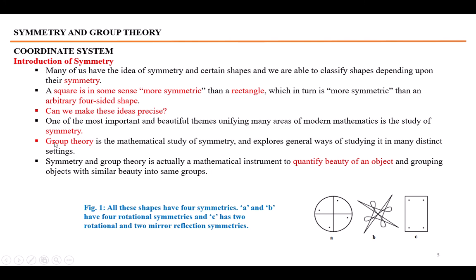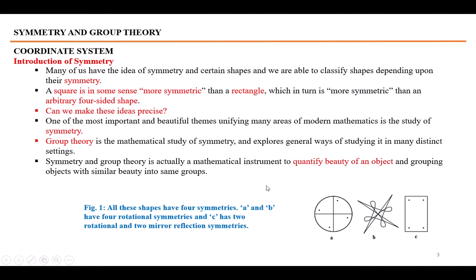In order to determine the beauty or the symmetry of objects, we discuss symmetry and group theory. Group theory is an extended form of symmetry in which all the objects having the same symmetry elements are classified into the same groups, and their similarities are determined. Symmetry and group theory is actually a mathematical instrument to quantify the beauty of an object and group objects of similar beauty or similar symmetry into the same groups.